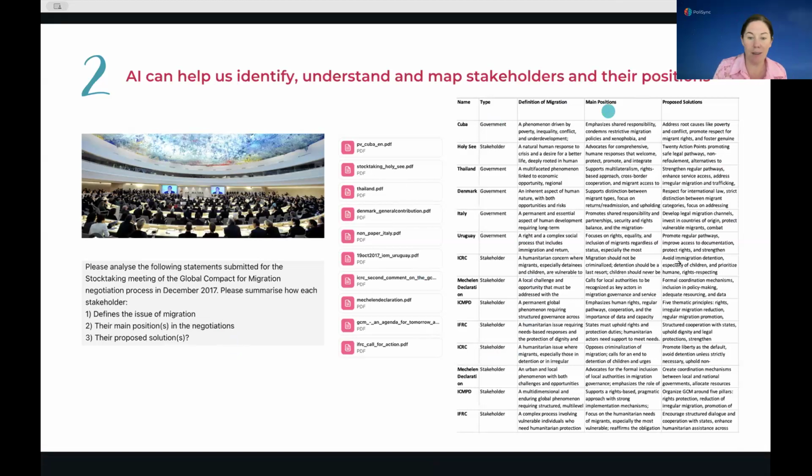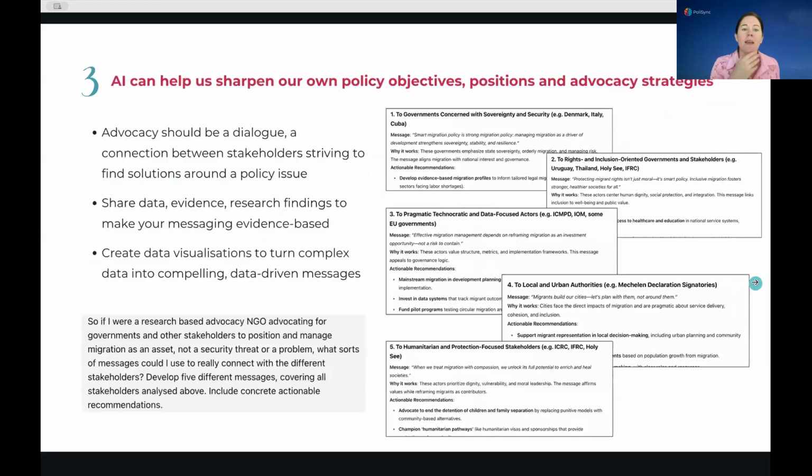It provided a very nice brief table that summarized all of the statements that I uploaded. I just tested 10 to start with. It's not perfect, but it's an incredible time saver that you can use as a starting board when you want to analyze stakeholders and their positions.